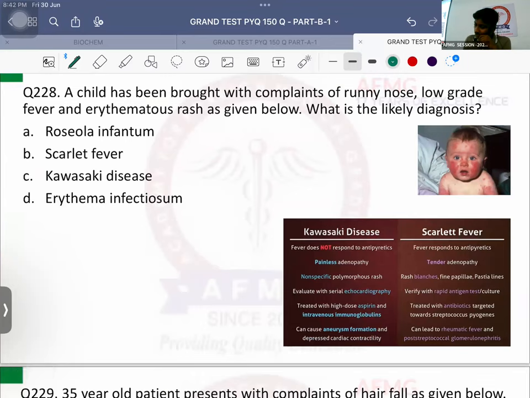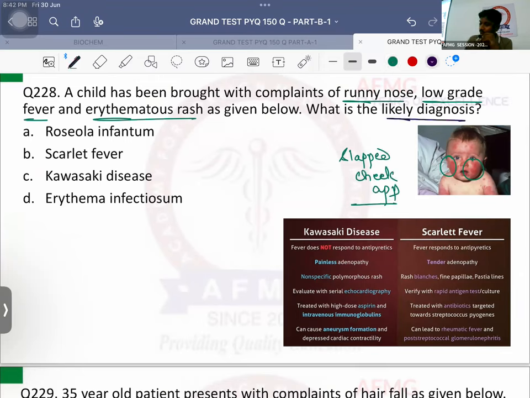A child has been brought with complaints of runny nose, that is coryza, low-grade fever, and erythematous rash as seen below. What is this appearance? It is nothing but the slapped cheek appearance. What is the likely diagnosis? It is definitely erythema infectiosum, also known as fifth disease. Causative agent is parvovirus B19.